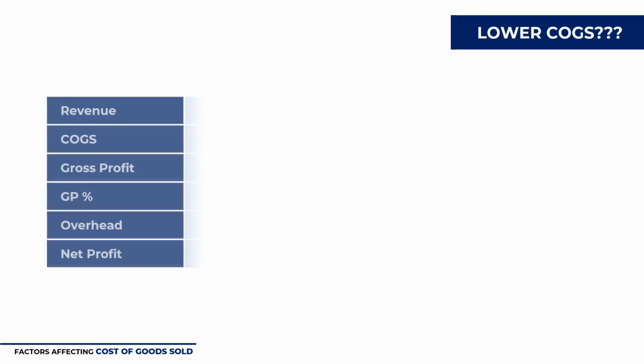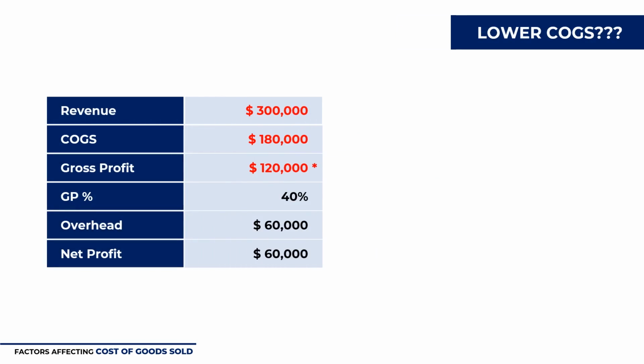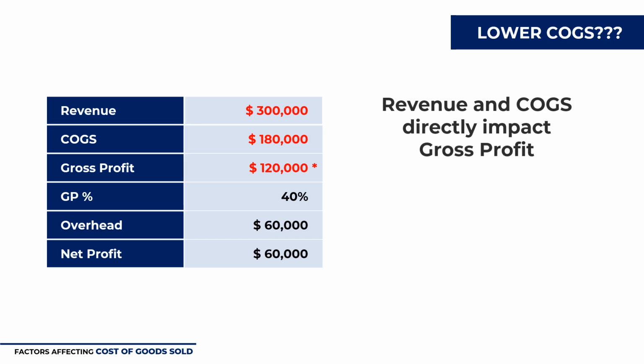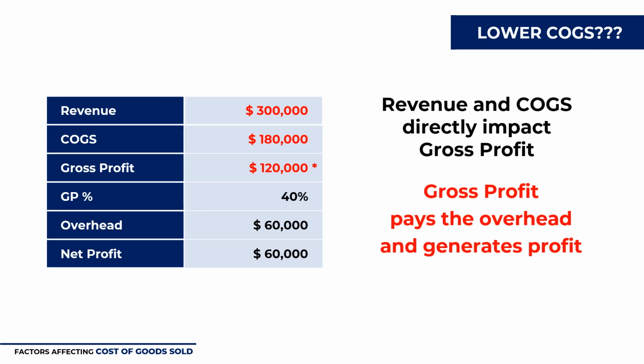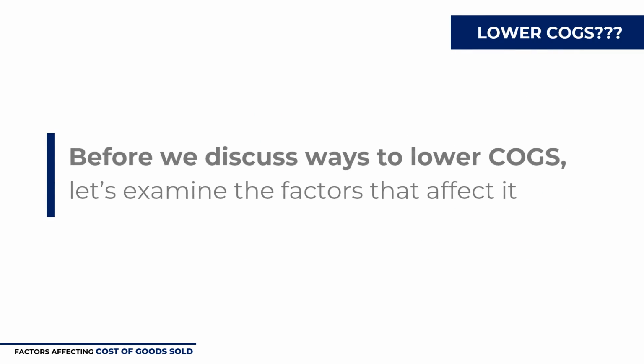This is an extremely important area to really delve into. Why? Because both revenue and COGS directly impact your gross profit. And your gross profit pays your overhead and is responsible for generating profit in your business. But before we discuss ways to lower COGS, we need to understand and examine the factors that directly affect it. Once we make you aware of these damaging factors, we can then show you various ways to overcome them.